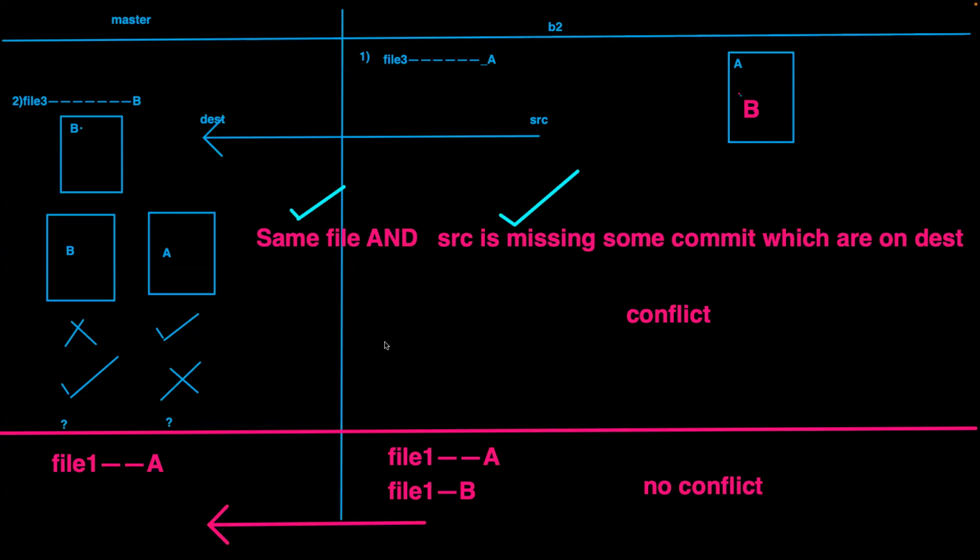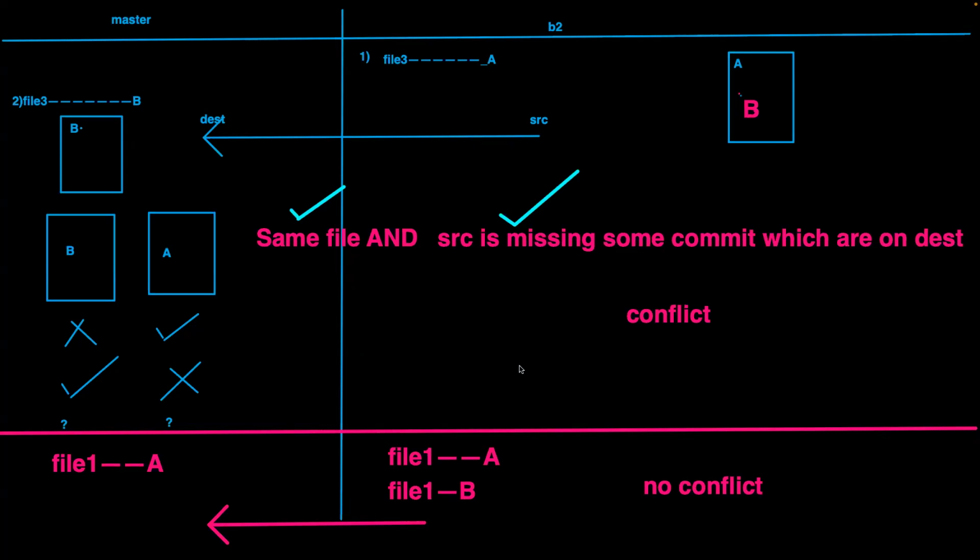Our use case is the best example. That's what we did. I created a file on B2 and committed it. Later I went to master and created another commit on that same file. But that commit is not there on B2, obviously. Then I'm trying to merge, and you get a conflict. If you understand this conflict scenario, I'll go ahead with resolving the conflict. How do you fix the conflict? Any more questions?